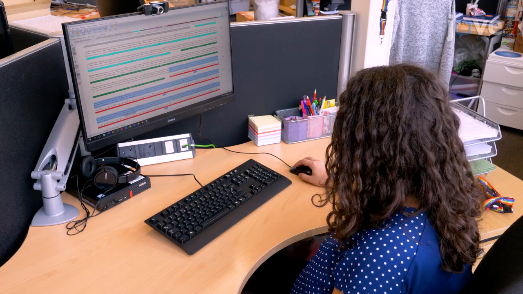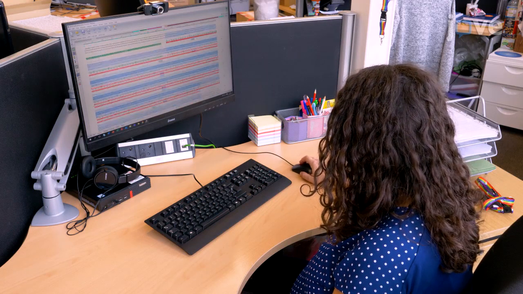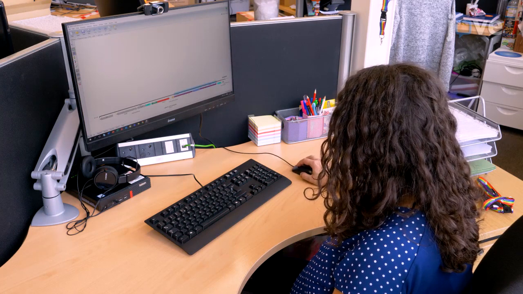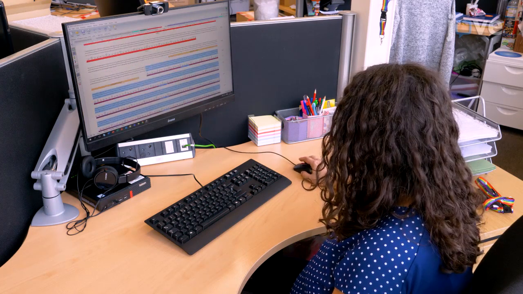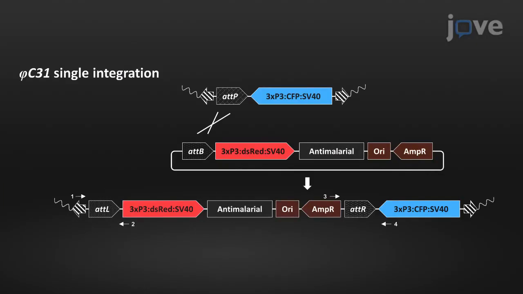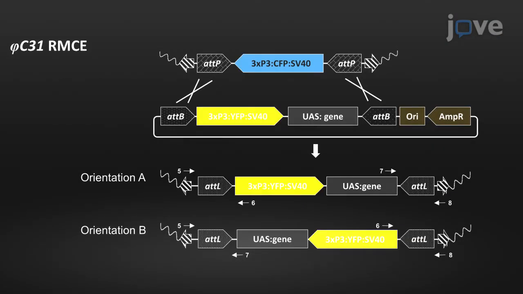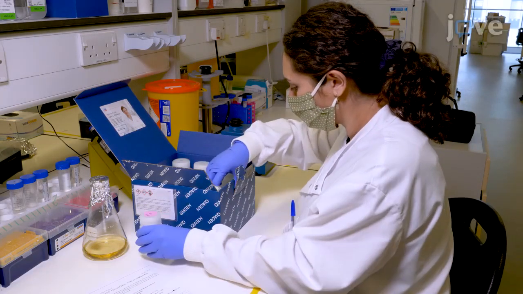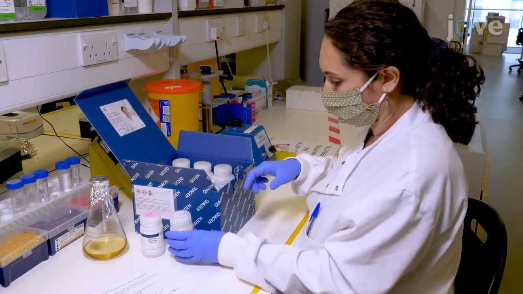Begin by designing attB donor plasmids carrying the dominant fluorescent marker, attB recombination sites, and the desired transgene cargo. Use a single attB site for integration of the whole plasmid carrying the transgenic cassette, or 2 inverted attB sites for cassette exchange. Purify donor and helper plasmids using an endotoxin-free purification kit.